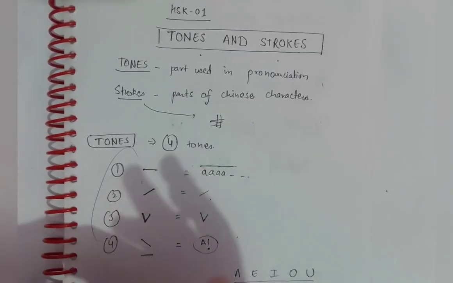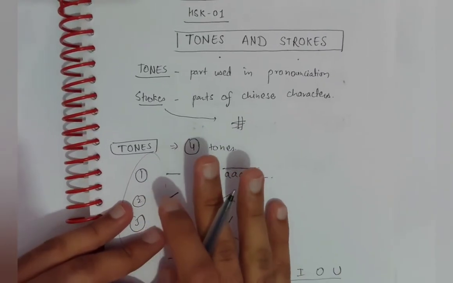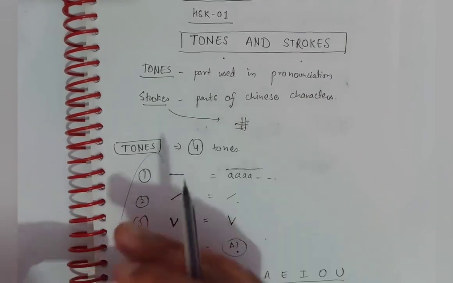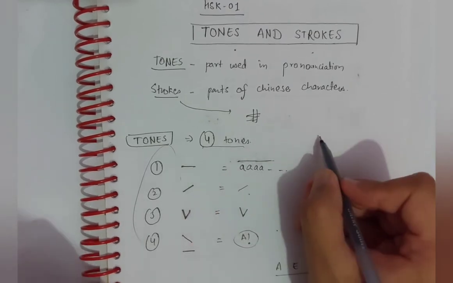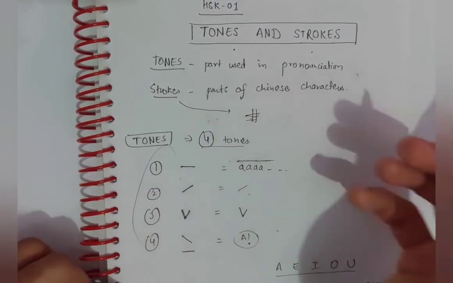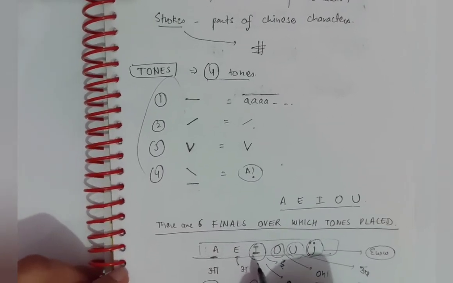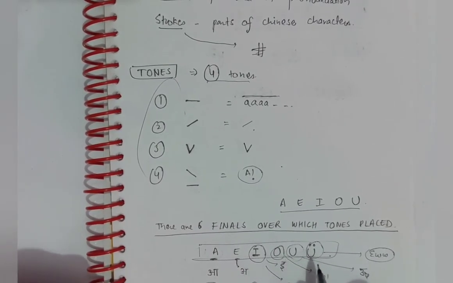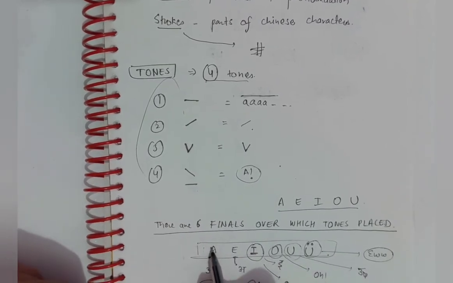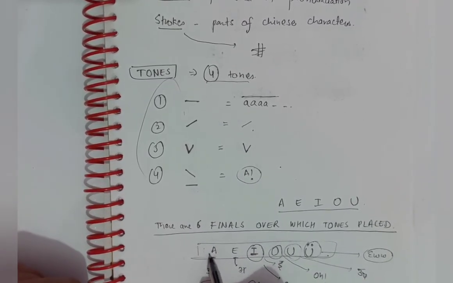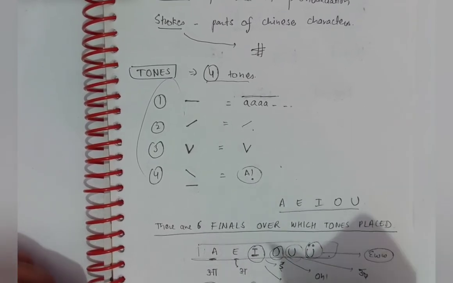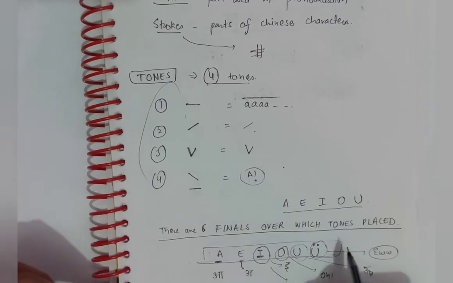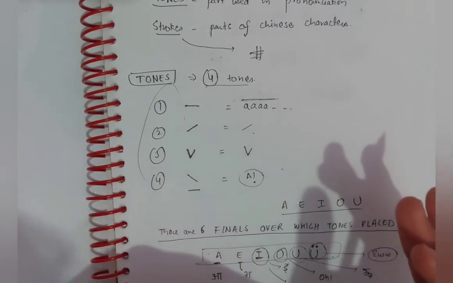So guys, this is all about the tones of lesson 3 HSK-01 basic Chinese. The tones, I told you, are only put on finals, not on initials, remember, and only on the 6 finals which I told you: a, e, i, o, u and yu. But we pronounce them in different ways, like this is a, this is e, o, i, u, yu. Okay, so these are the finals over which these 4 tones will be put.